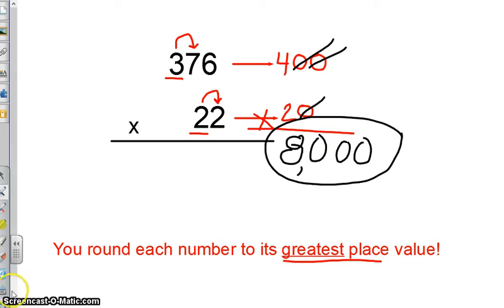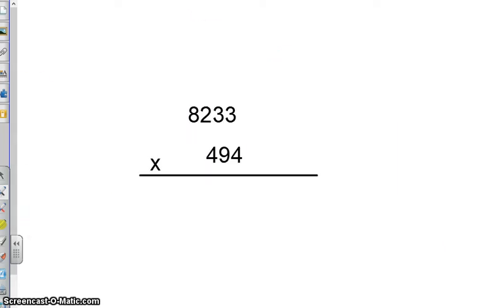Let's look at one more example. Okay, here we have 8,233 and 494. So again, our rule is that we need to round both numbers to their greatest place value. The greatest place value for this number is the thousands place. The greatest place value for this number is the hundreds place.